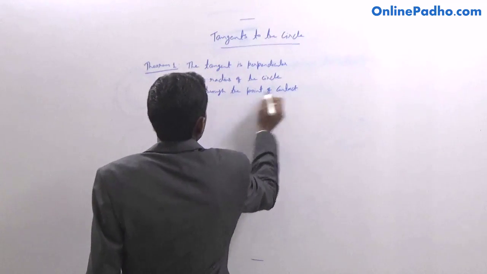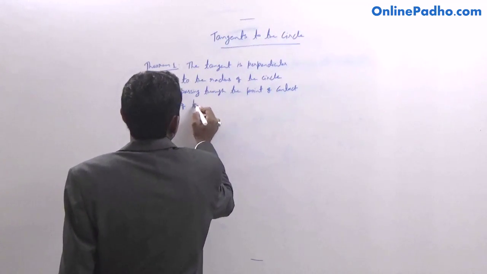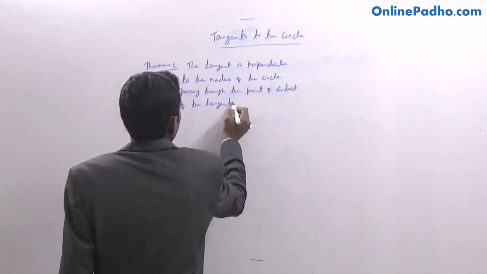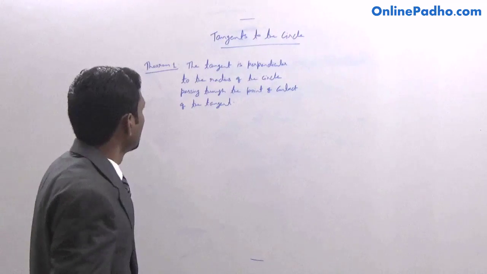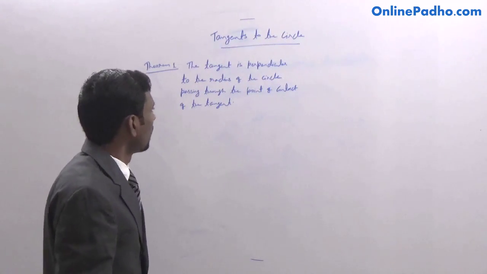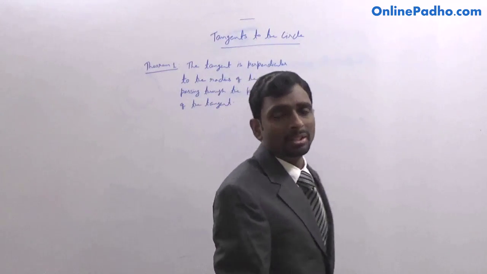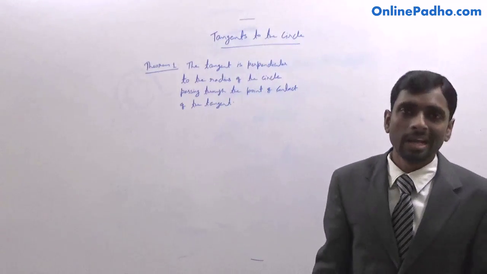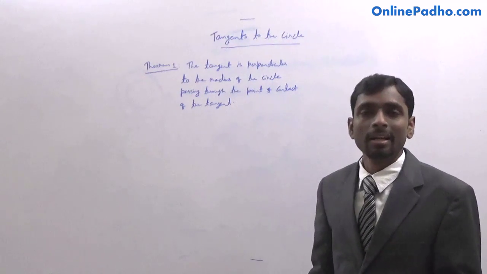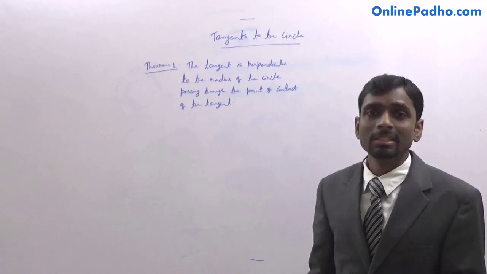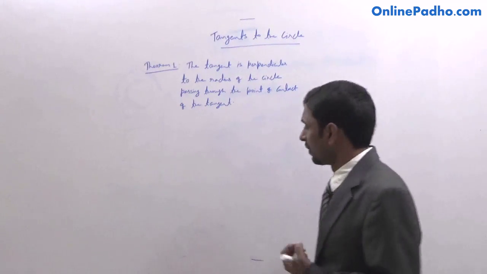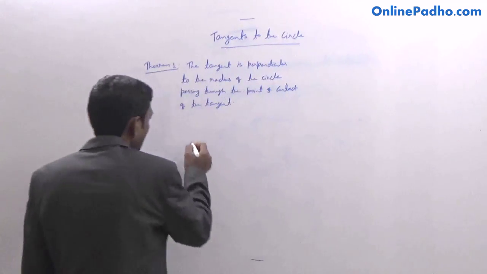Point of contact of the tangent. The tangent is perpendicular to the radius of the circle passing through the point of contact of the tangent. So we are talking about the tangent and the radius. Which radius? That radius is passing through the point of contact to the tangent. Right? So first of all we need to draw a circle.